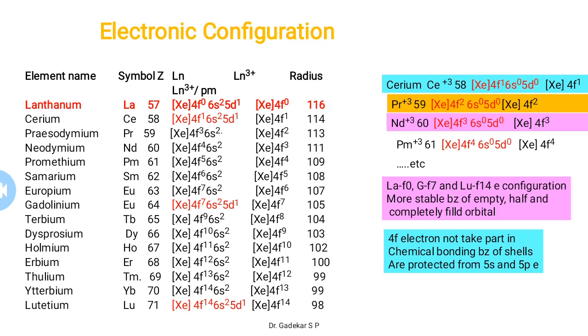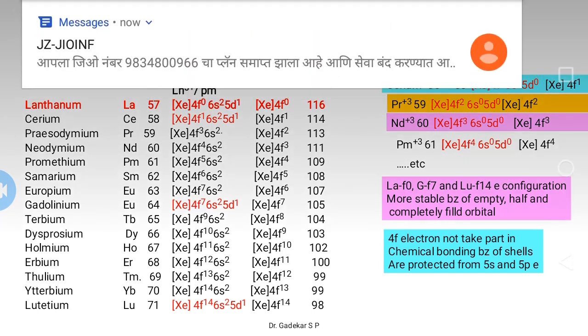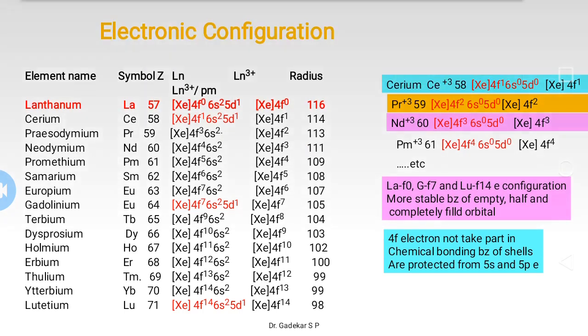But what is the electronic configuration of cerium? Cerium's electronic configuration is xenon 4f1 6s2 5d1. So this is an f-block element because the last electron enters the f orbital, the 4f orbital, and cerium to lawrencium is a part of the f-block elements.